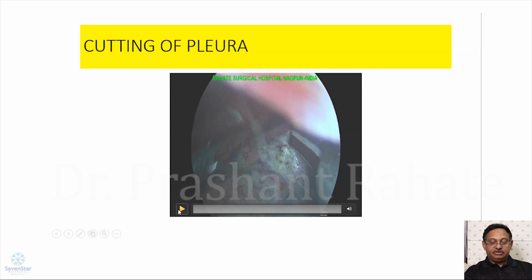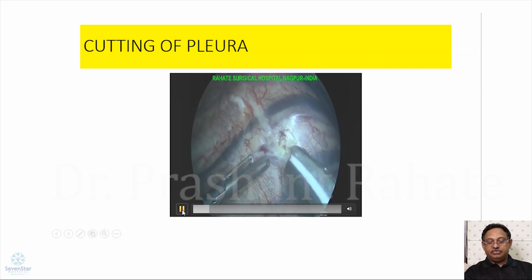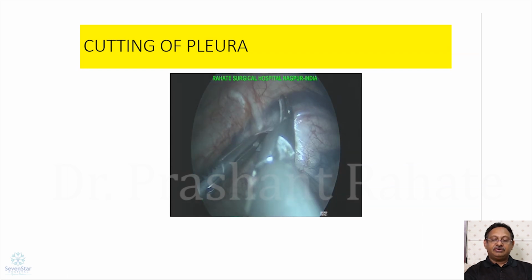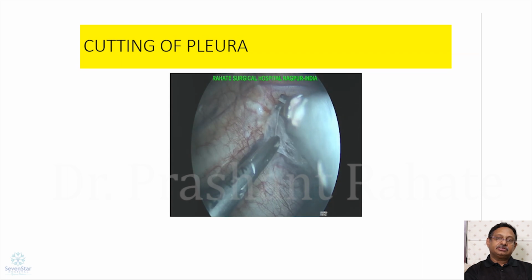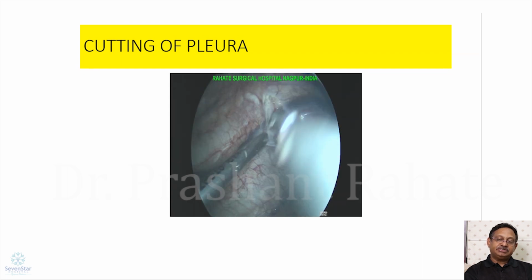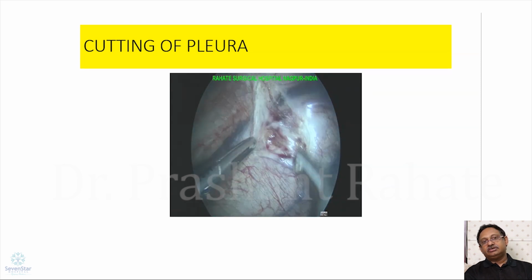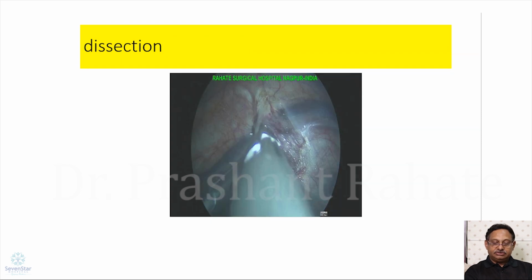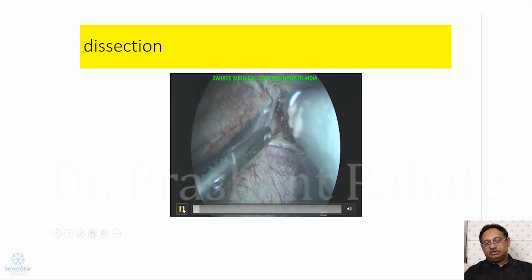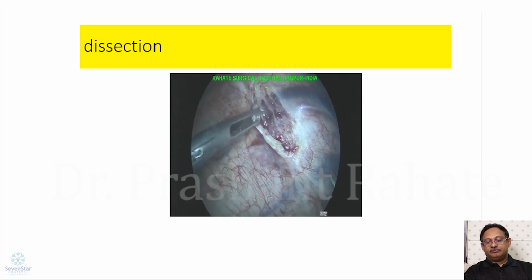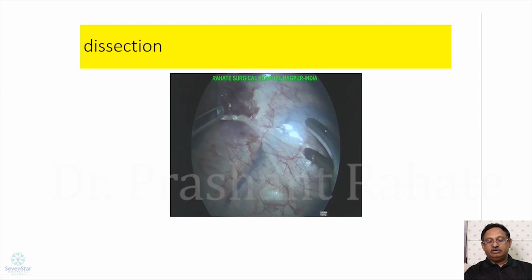The pleura over the fibers was lifted. Very little space we get for this dissection. Only 8 mm pressure is there, so the lung keeps on coming in between while doing dissection. The fibers were lifted from the parietal wall.